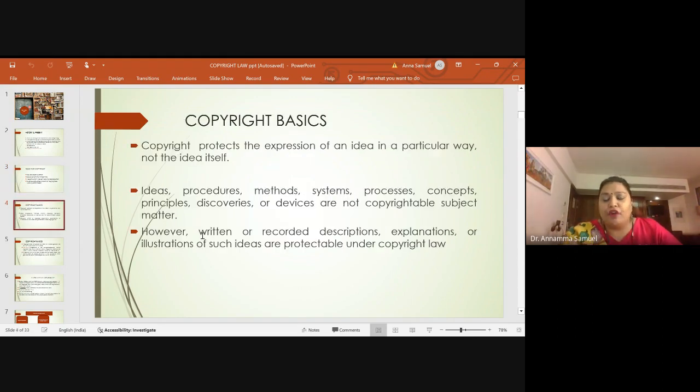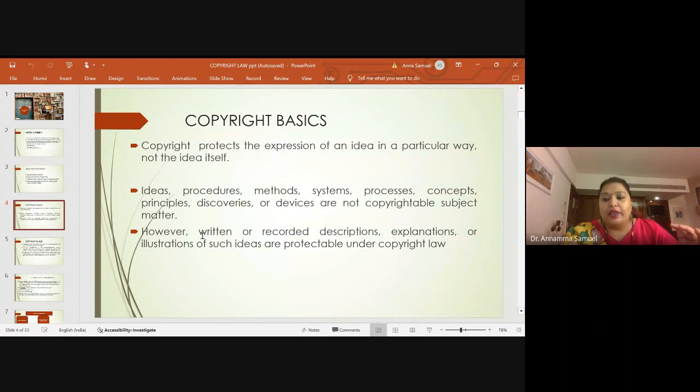Now, the basics of copyright are very simple. Here there is no place for the idea. Yes, I understand that an idea is the seed. But if you are able to express it in a particular way, then in such cases you will get the copyright. For an idea per se, you don't get it. Only for the expression of the idea you get the copyright. For a procedure, a process, a concept, a principle or a discovery, such things are not copyrightable subject matter.